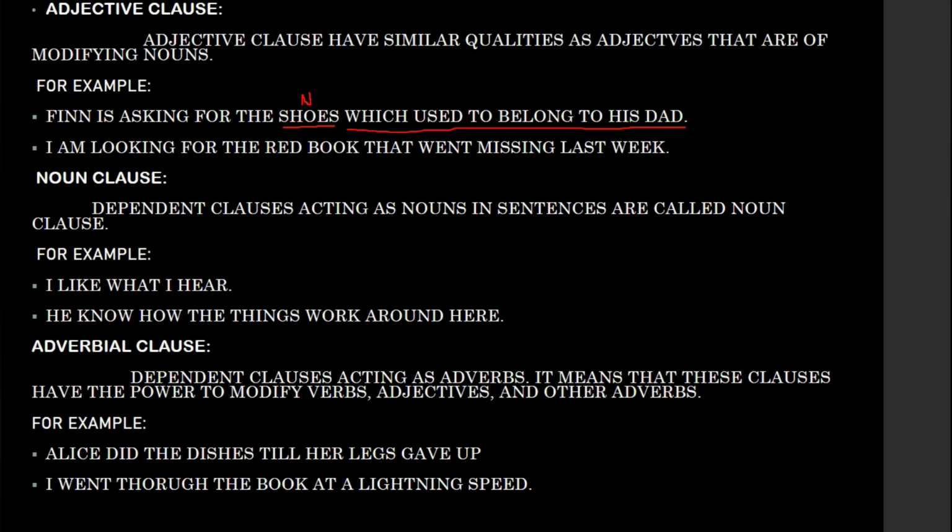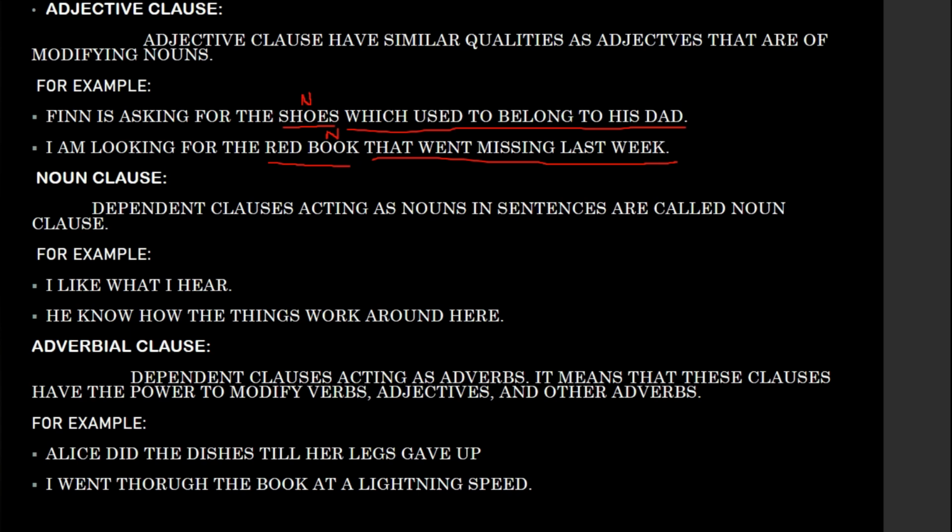The next one is I am looking for the red book that went missing last week. So here, that went missing last week is our adjective clause, and red book is our noun because we are describing the noun here, that went missing last week. We are describing the noun book.